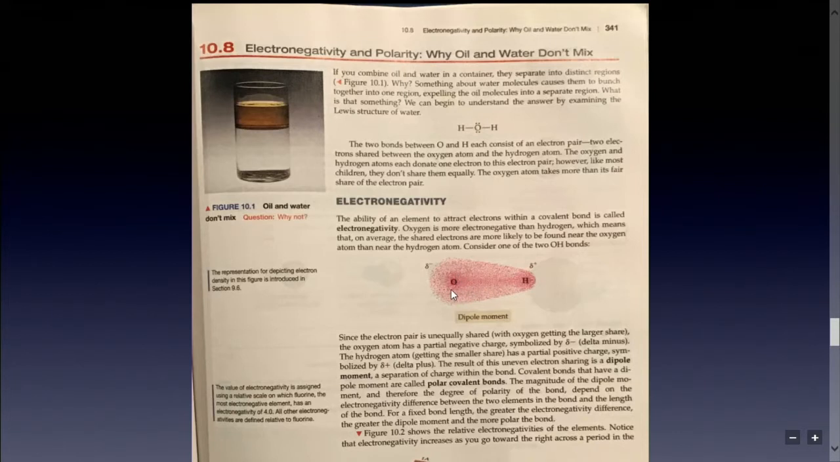And so oxygen is very electronegative, meaning that it is hungry for electrons. In fact, that's a definition. The ability of an element to attract electrons within a covalent bond is called electronegativity. For every chemical bond, for every covalent bond like this, regardless of the atoms, you're going to have some degree of electronegativity, where one atom usually wins, being a little more electronegative than the other.